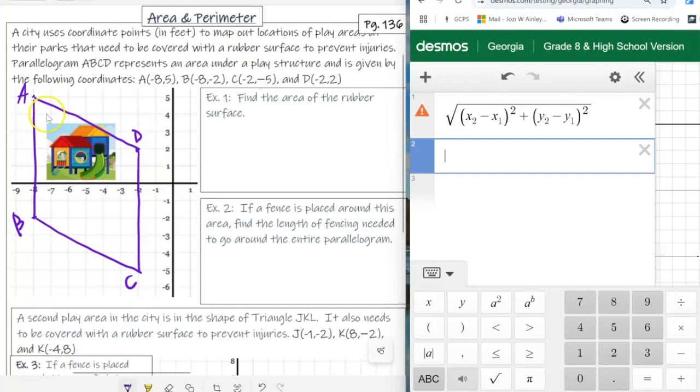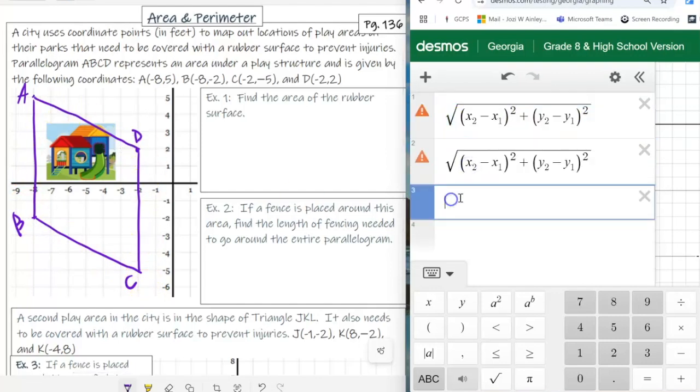Okay, so if I'm looking for perimeter, I know I'm going to have to do the whole thing. If I'm looking for area, I know I need base and height. So I'm going to start off with perimeter because it's the whole thing. So starting from A to B, find that distance. B to C, C to D, D to A. So already I know I need this distance formula 4 times.